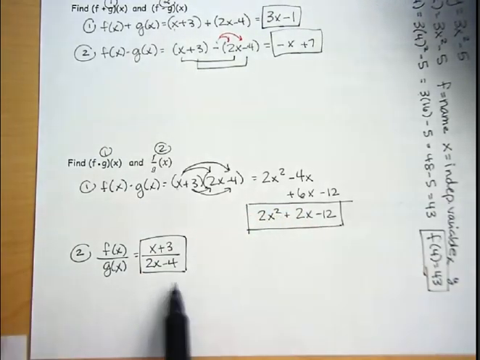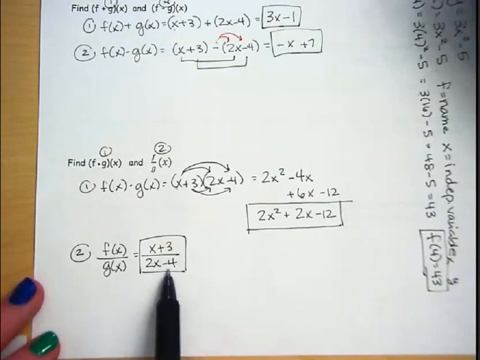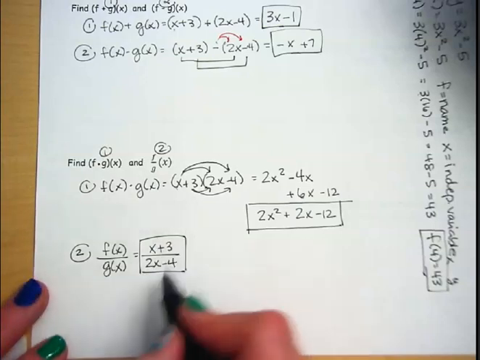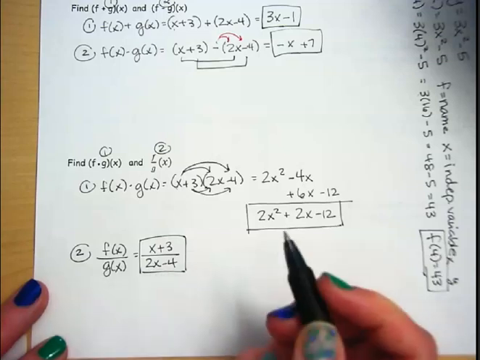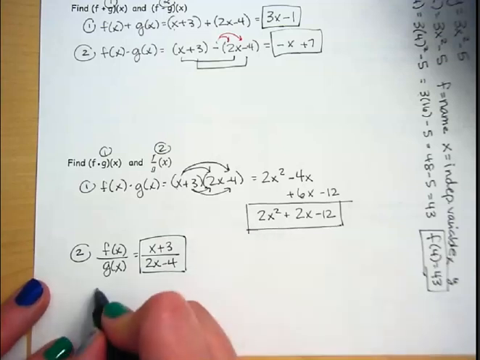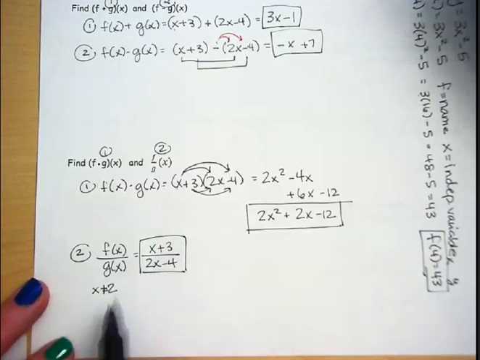I'm not stressing that the denominator can't be 0, but just as an aside, the denominator would equal 0 if x was equal to 2. So we do have this domain restriction, but we're not really focusing on that right now. So that's just extra information for you.